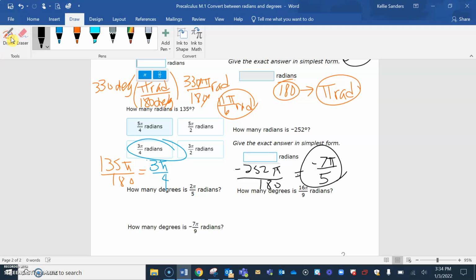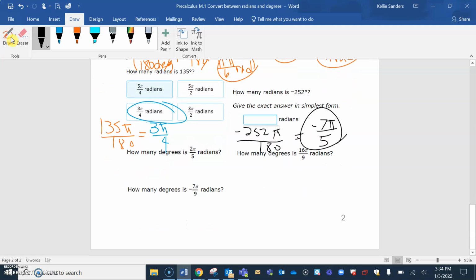And then on these, super easy, because now they're giving us radians, and we want to know what the degrees are. And if pi is the same thing as 180, then I'm going to substitute that pi for 180. I'm going to do the math, and that would be 360 divided by 5, which is 72.